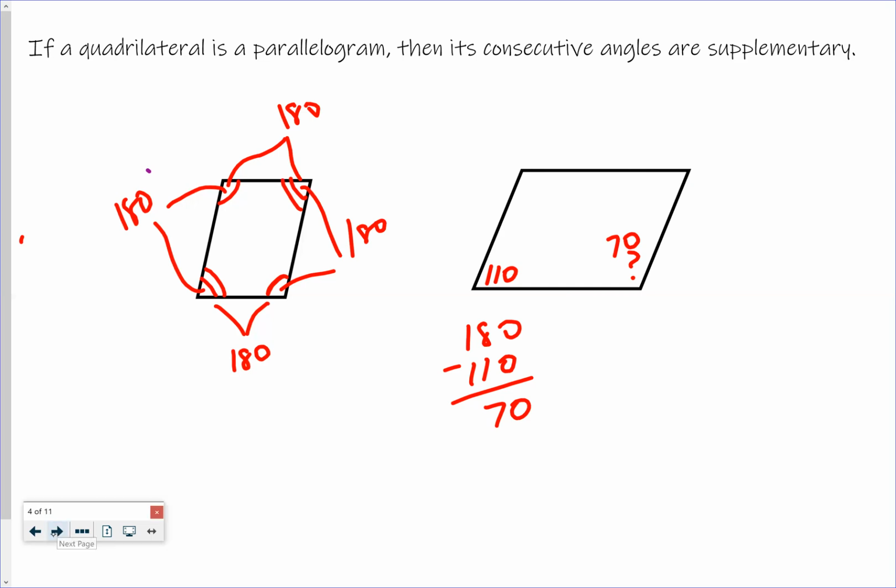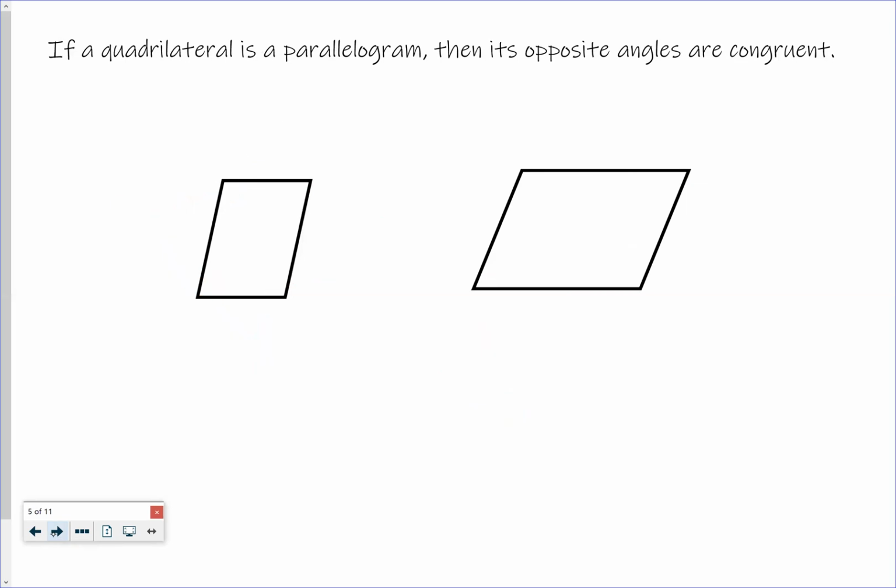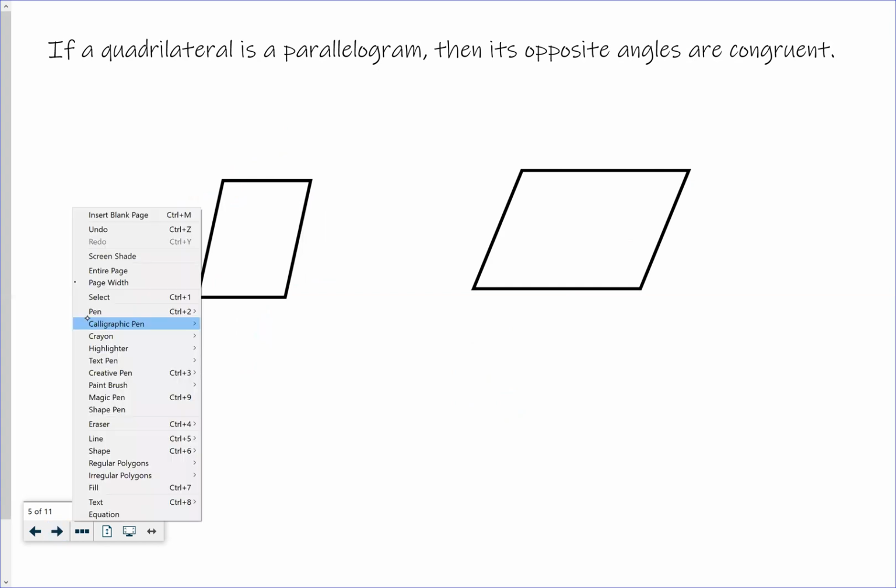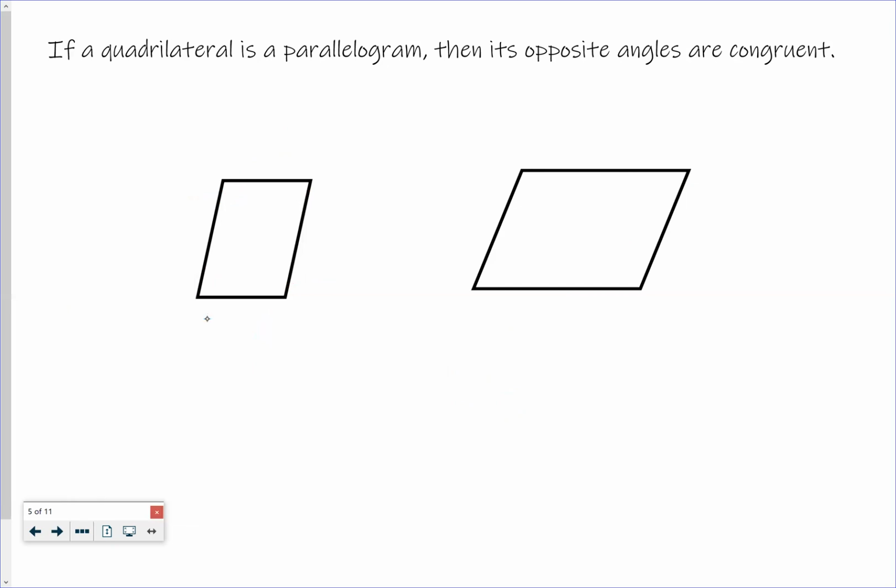All right, the next thing that is true is that if a quadrilateral is a parallelogram, and they're telling you that you have a parallelogram, then its opposite angles are congruent. So the angles that are diagonal from each other would be the same. So here, these two would be the same, and then the other two on my other diagonal would be the same. So if this is 80, this one over here is also 80. So that would make this 100, because remember, the consecutive ones have to add up to 180, which would mean this one would also be 100.